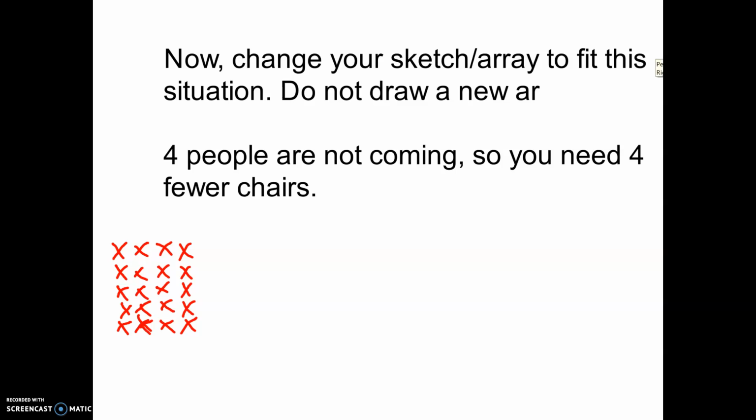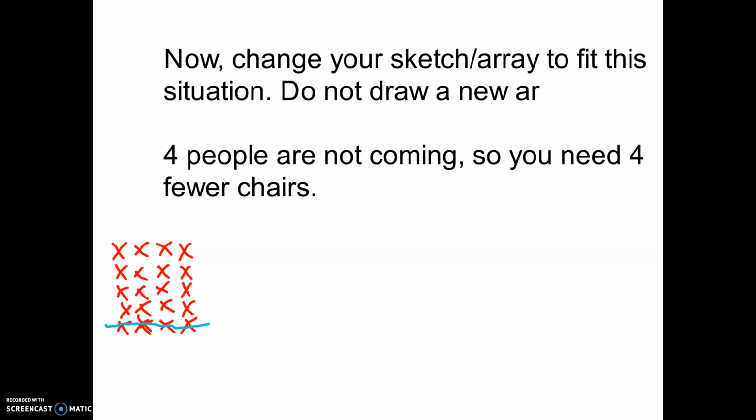And here's how we work on removing a row, or subtracting a row. We don't erase. We never erase because we want to be able to look back at the array to help us figure out our new number model. So if I know now that 4 people are not coming, I'm going to simply cross out, with one line, a row of 4 chairs.